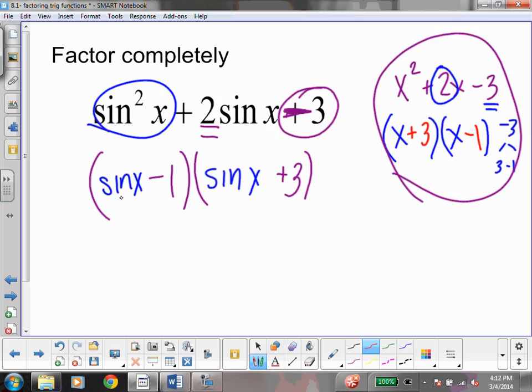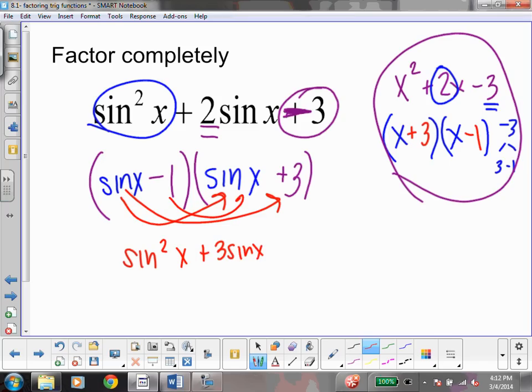And just to prove that I'm correct, I'll go ahead and distribute this out. When you factor on your own, you don't necessarily have to do that. But sine times sine is sine squared. Sine of x times 3 is 3 times the sine of x. Negative 1 times the sine of x is the negative sine of x. And negative 1 times 3 is negative 3. Combine the terms.